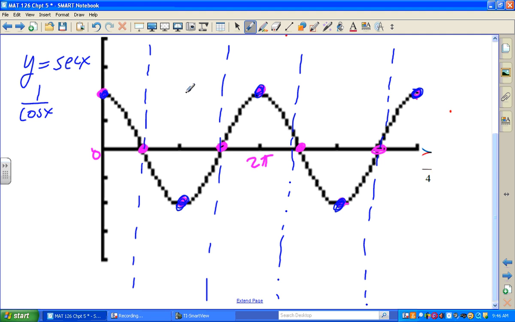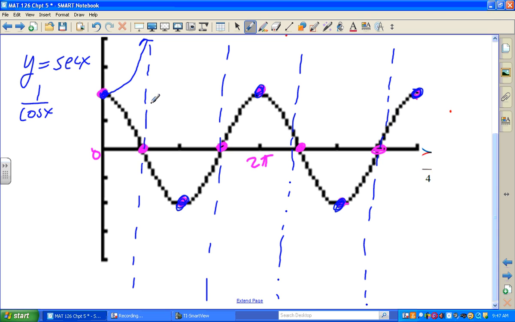Ready? What's the reciprocal of half? What's the reciprocal of 1/2? 2. The reciprocal of a fourth? 4. So as cosine goes down, which way would the reciprocals of secant go? Up, and they would get close to the asymptote.